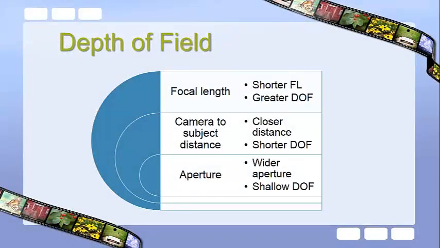There are three factors that affect depth of field. The first is the focal length of the lens. The second factor is distance between the camera and subject. The third factor is aperture setting. This is the largest factor in determining the depth of field.